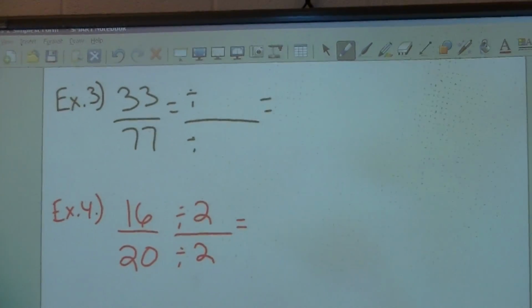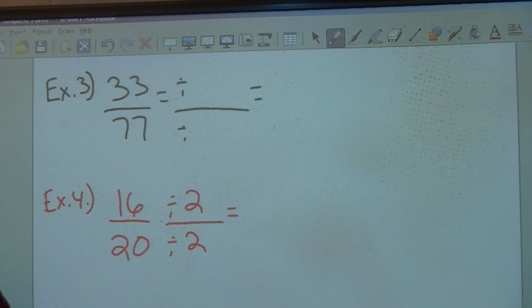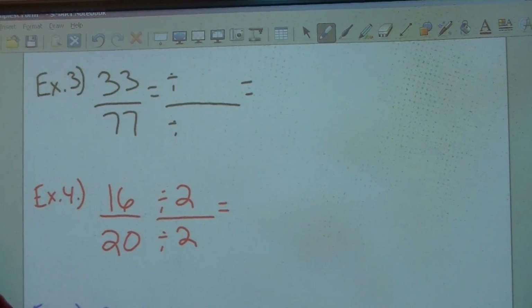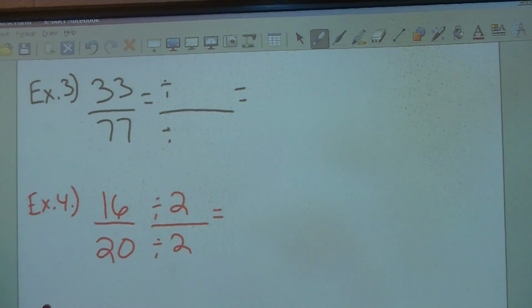Okay, fifth grade, we're going to go to the third problem here, which is 33/77. They want us to simplify that. Okay, we will see that 33 and 77 are not what type of numbers? They're not even, so I cannot just start with 2.